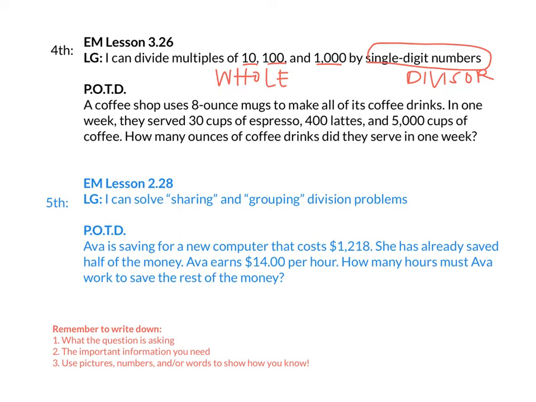Okay, so this is a quick reminder that division problems have three parts. The whole is the first number. It's always divided by the divisor. And the answer is the quotient. Sometimes there is a remainder as well. Okay, very good.